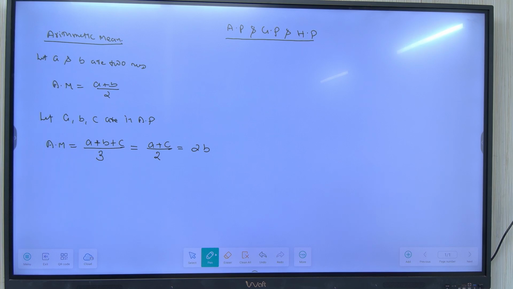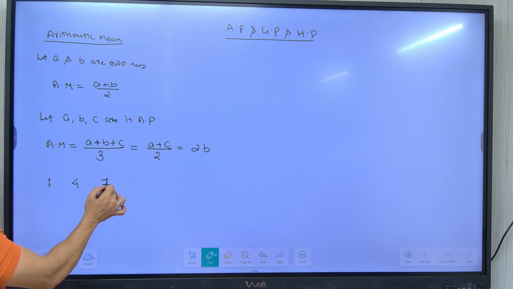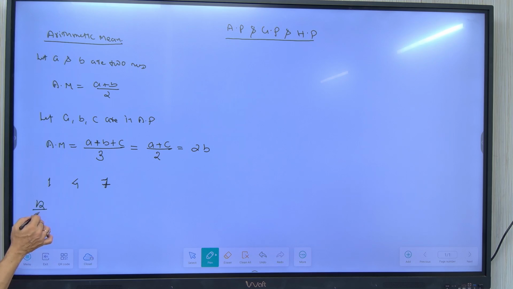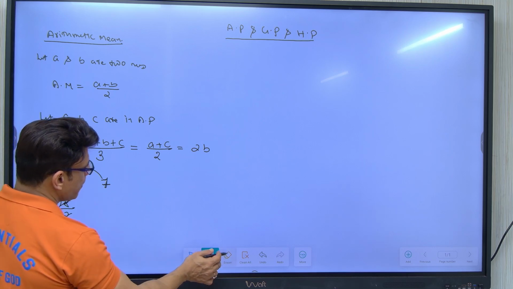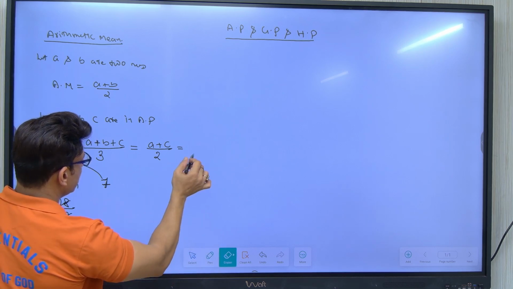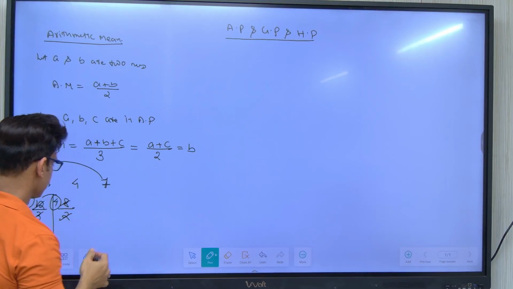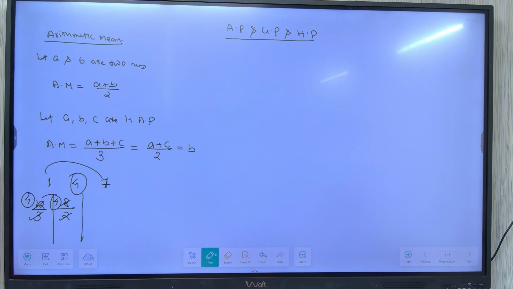All three are correct. Example: 1, 4, 7. What is the arithmetic mean of this? 12 divided by 3, how much? 4. And 7 plus 1, 8, divided by 2, which is also 4. Not twice of B, I got confused, B goes here. And simply the middlemost term, which is 4, right?